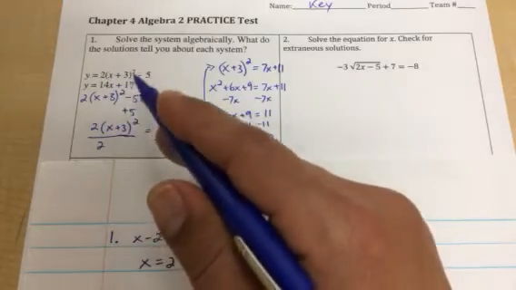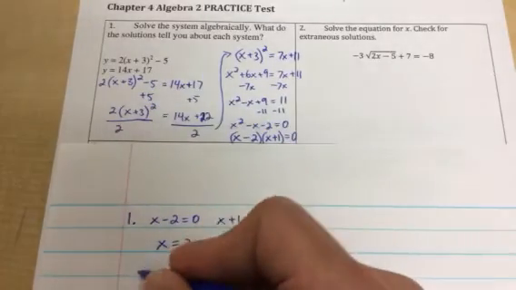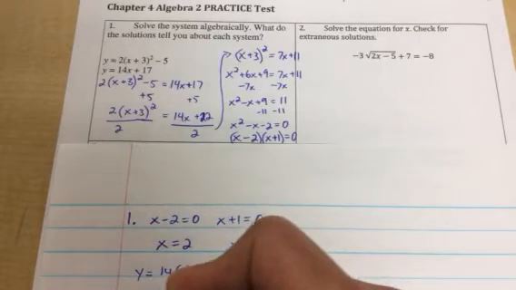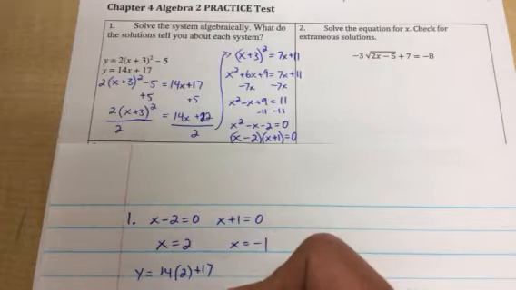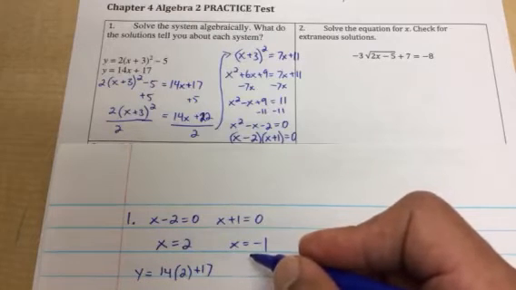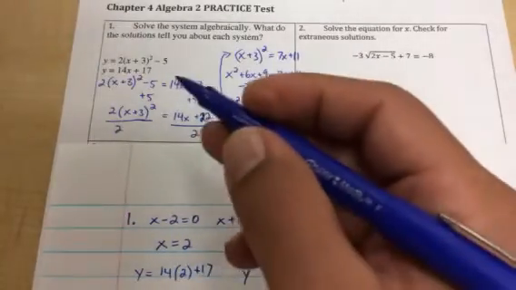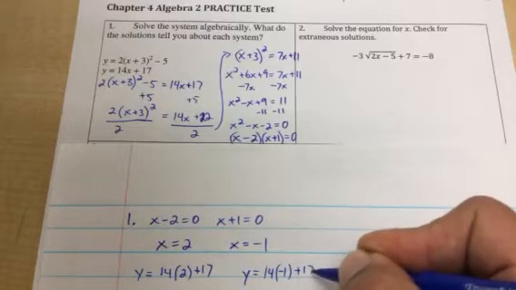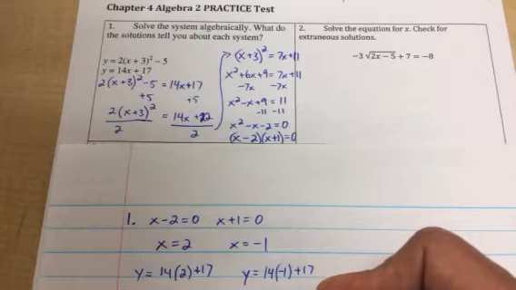It doesn't matter which one you plug it into, just choose one. So I'm going to plug 2 into the bottom equation. So y equals 14 times 2 plus 17. I end up getting 28 plus 17, which is equal to 45. For this one, I'm going to plug negative 1 into the same equation. I could have done it to the other one, but I'm just going to plug it into the same one. I end up getting negative 14 plus 17, that's going to be 3.